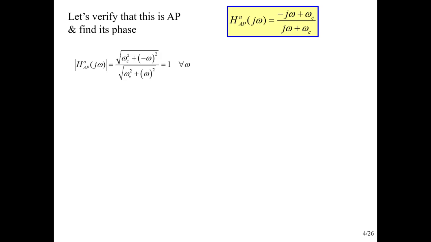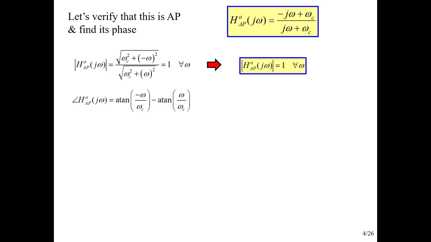But so we have rectangular form over rectangular form. So there's our rule applied to numerator and denominator for finding the magnitude of something in rectangular form. And here's the thing: minus omega, plus omega, both squared, those become exactly the same thing. And so the numerator and the denominator magnitudes end up being the same, and we get that this is equal to 1 for all omega. So yes, indeed, we have shown that this is an all-pass filter.